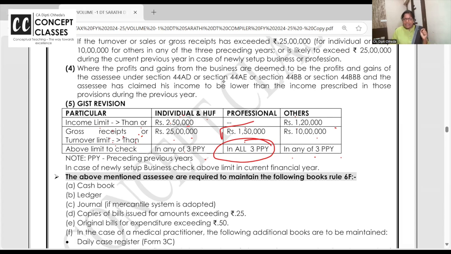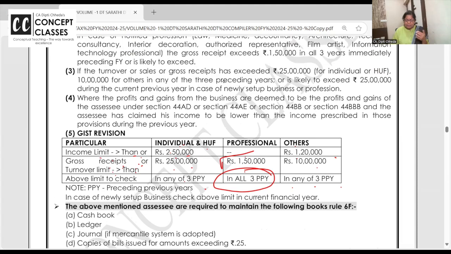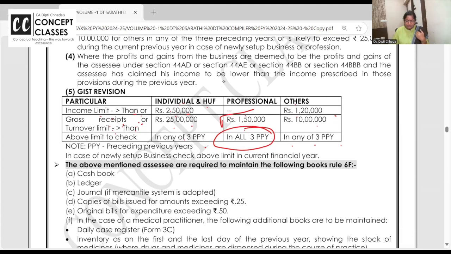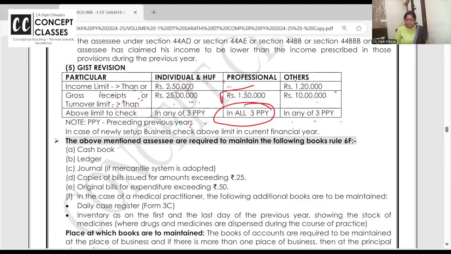In case of individual and HUF, if your income exceeds 2.5 lakhs, or in case of new business it is likely to exceed 2.5 lakhs, or gross receipts exceed 25 lakhs, then in any of the 3 years you have to maintain the books. So here it has exceeded. Next year it is down, but last year it exceeded, so you have to maintain for 3 years. In case of others, if income is more than 1.2 lakhs, or gross receipts are more than 10 lakhs. And for professionals, if the gross receipts exceed 1,50,000.